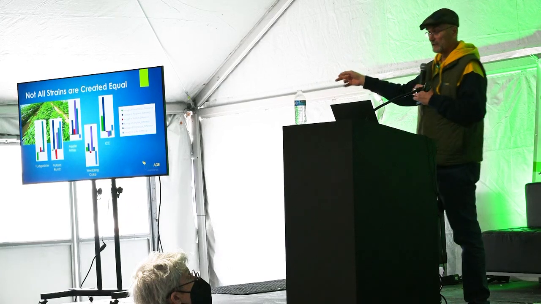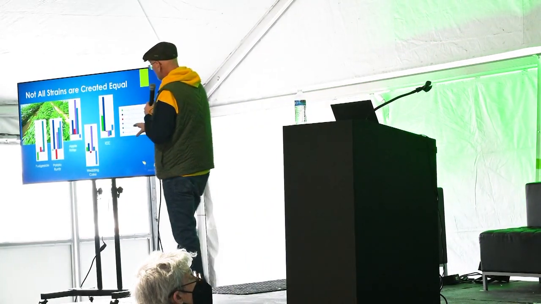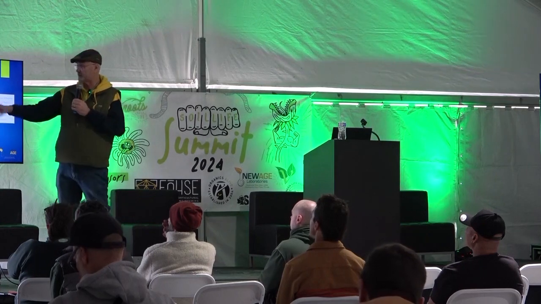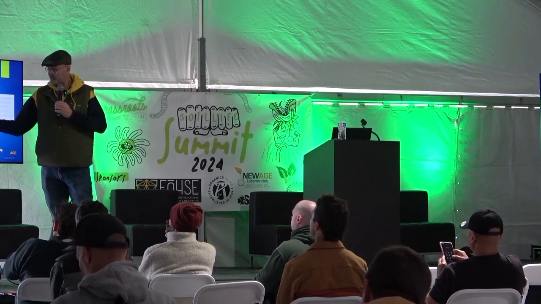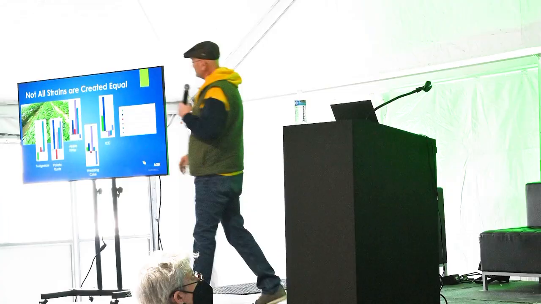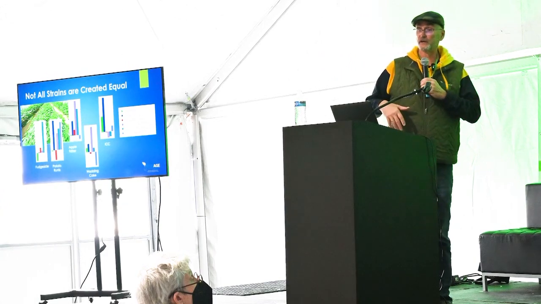Here's the difference data. You can see the different nutrient profiles between fudge sickle, potato runts, apple fritter, wedding cake, and ICC. They do not feed the same. You can see the differences between excesses and deficiencies across these.